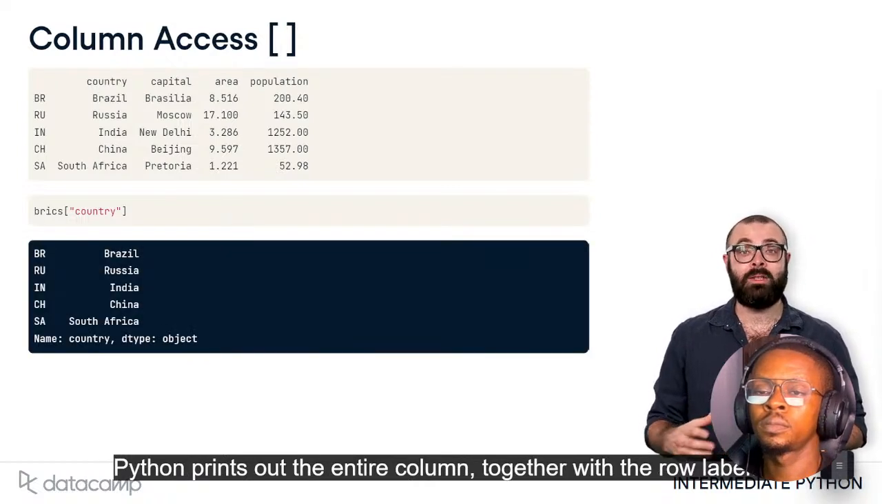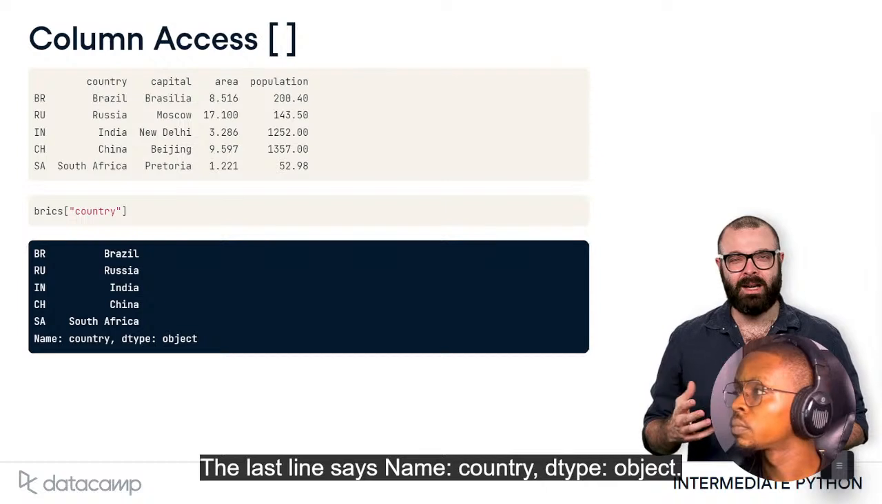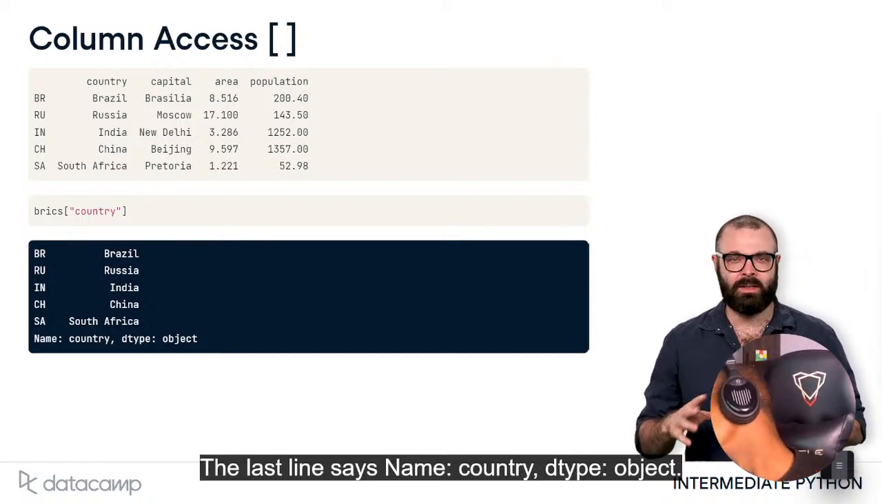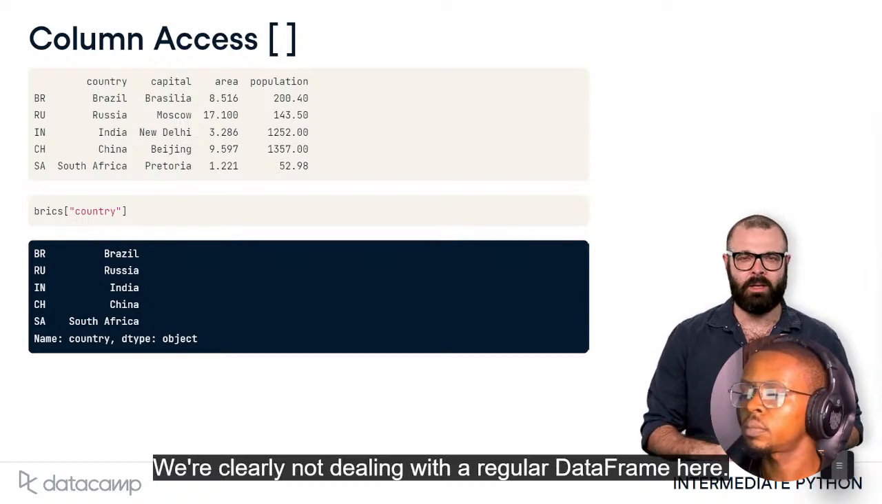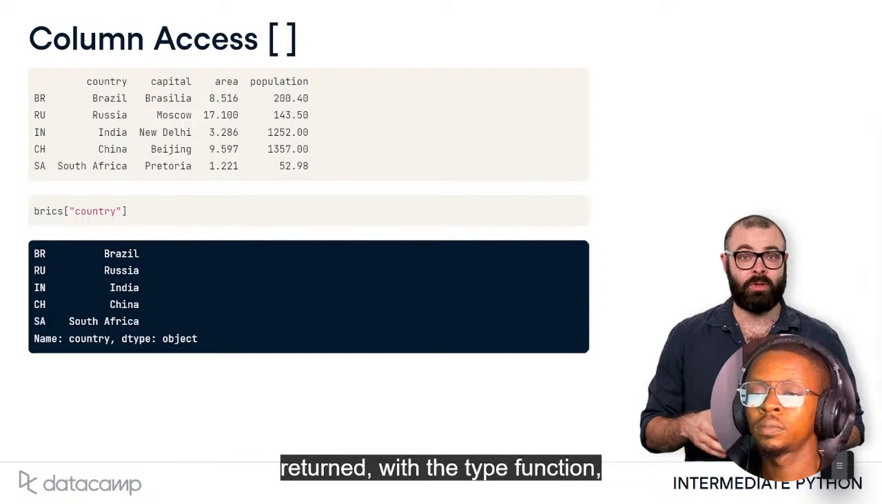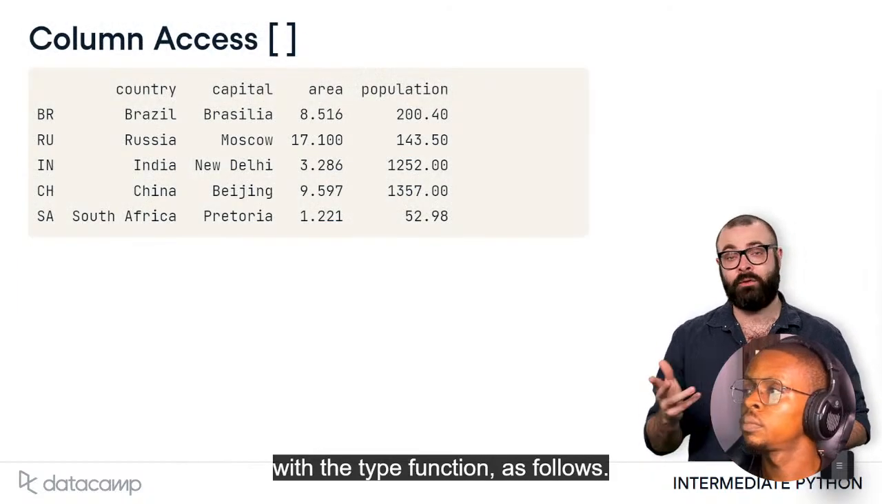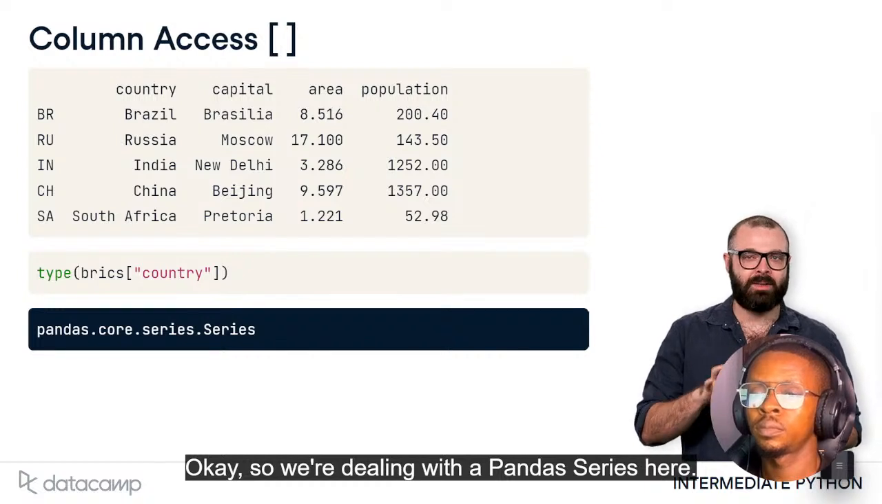Python prints out the entire column, together with the row labels. But there's something strange here. The last line says name, country, dtype, object. We're clearly not dealing with a regular data frame here. Let's find out about the type of the object that gets returned with the type function as follows. Okay, so we're dealing with a Pandas series here.